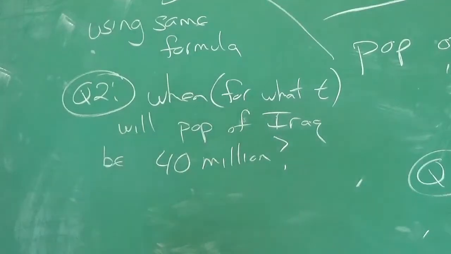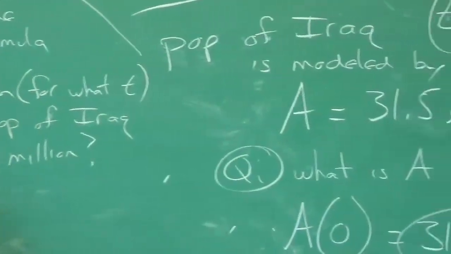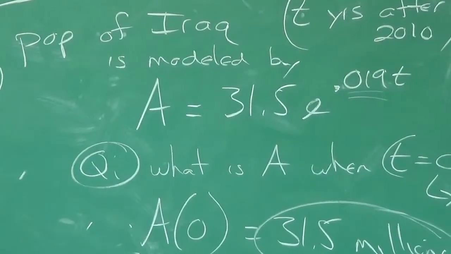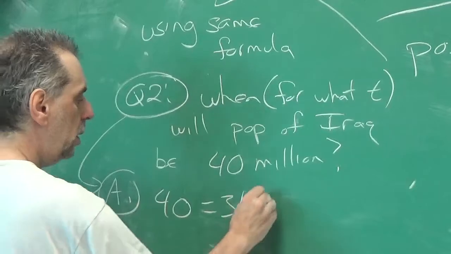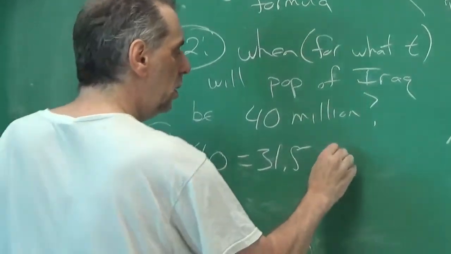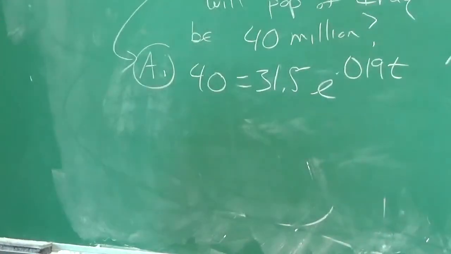All right, so all you're going to do now is put 40 million in for the final population. So the answer is you put 40 in for the final amount, and you solve the resulting equation. So this goes back to the previous section. This is an exponential equation.